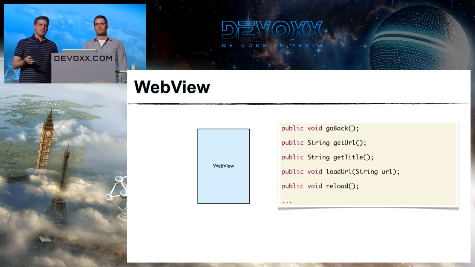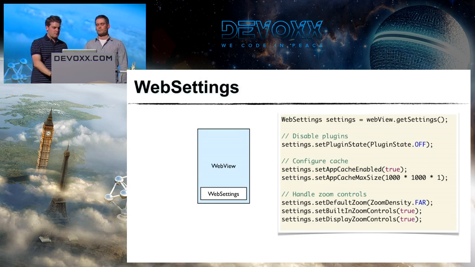The web view has a high-level API that does things that you normally tell a browser to do. So in this case, you have go back or go forward, load a URL, get the URL or the title from the page, reload the page, and so on. Very easy stuff, high-level things that you normally have buttons for in a browser. So that's a very simple API.